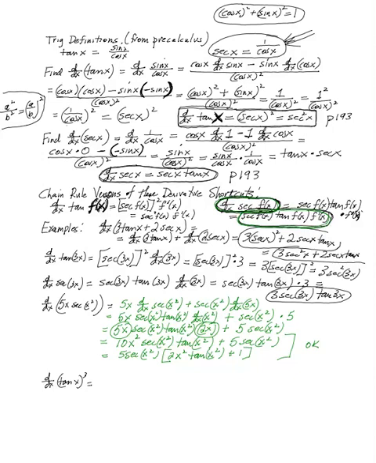And a final example. The tangent of x quantity cubed, the derivative of that. The outside function is a cubic function, x cubed. So I have to use chain rule because I have an outside and an inside function. The derivative of the outside is this. I have to multiply by the derivative of the inside.